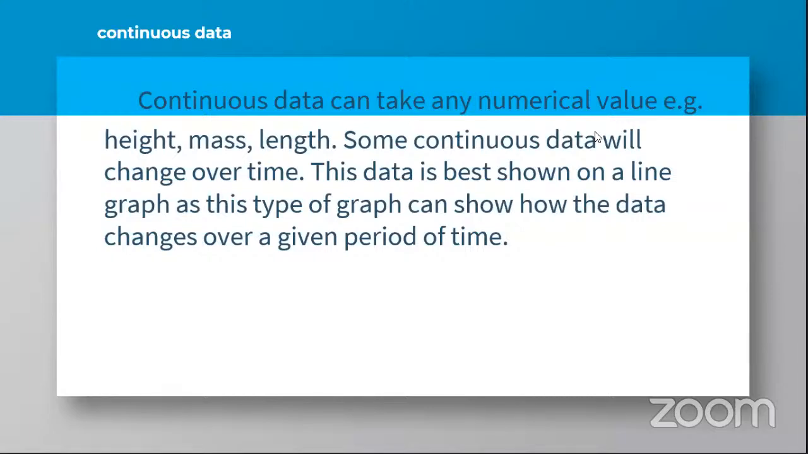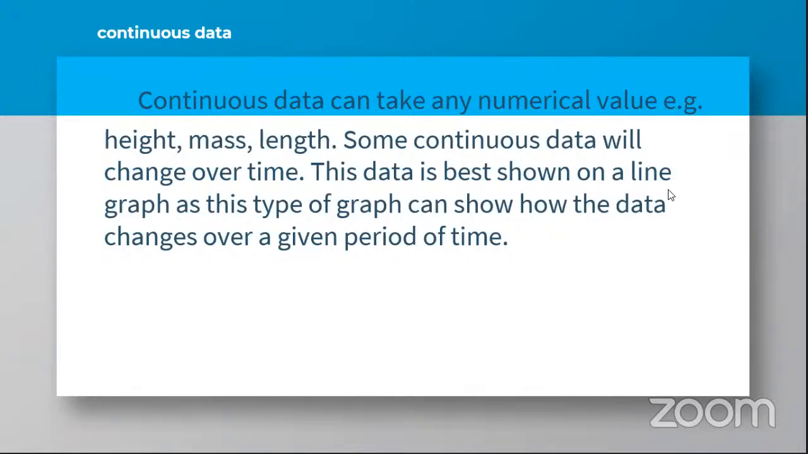Let me ask Mercy. Mercy, are you there? Please, can you read for us? Continuous data can take any numerical value, e.g., height, mass, length. Some continuous data will change over time. This data is best shown on a line graph, as this type of graph can show how the data changes over a given period of time.